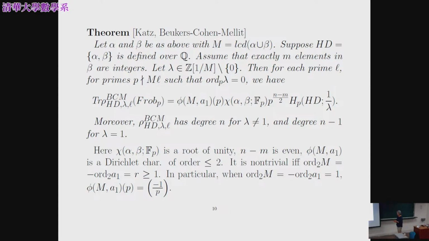Another thing I'd like to point out is that this lambda runs through the points in Q cross. When lambda is not equal to 1, this representation has degree n, but at 1, this extra point has degree 1 less, at n minus 1.